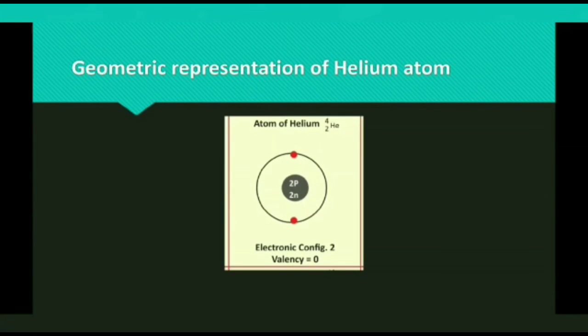Okay, the second one, atom of helium. So atomic number 2, then mass number 4. So 4 denotes the mass number, 2 is the atomic number. Here 2 protons and 2 neutrons are there. So electronic configuration 2. So valency, in this first shell all the electrons are completely filled. Therefore valency 0.